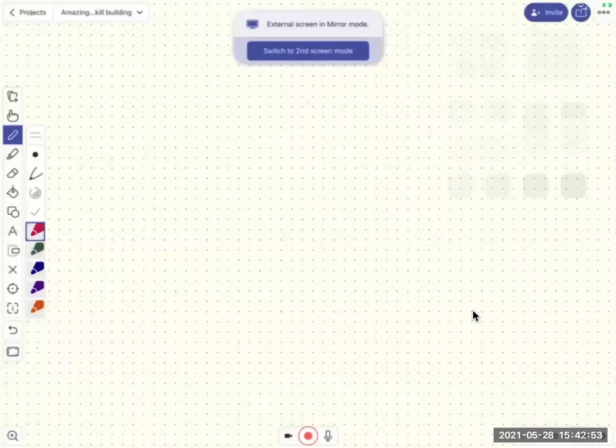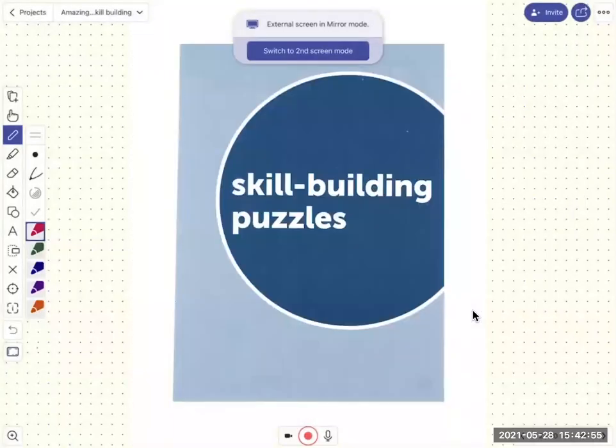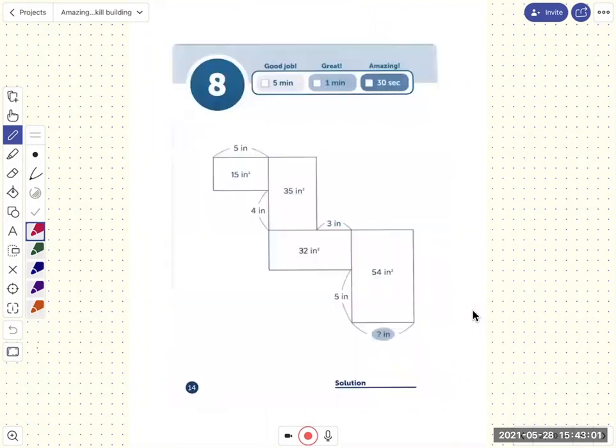Okay, so we're going to share our screen. We're going to work on the skill building section and give you some examples of the skill building section of Amazing Area Mazes. So here we are, and we've done the warm-ups and you're ready for more. Let's just look at some of these problems here.